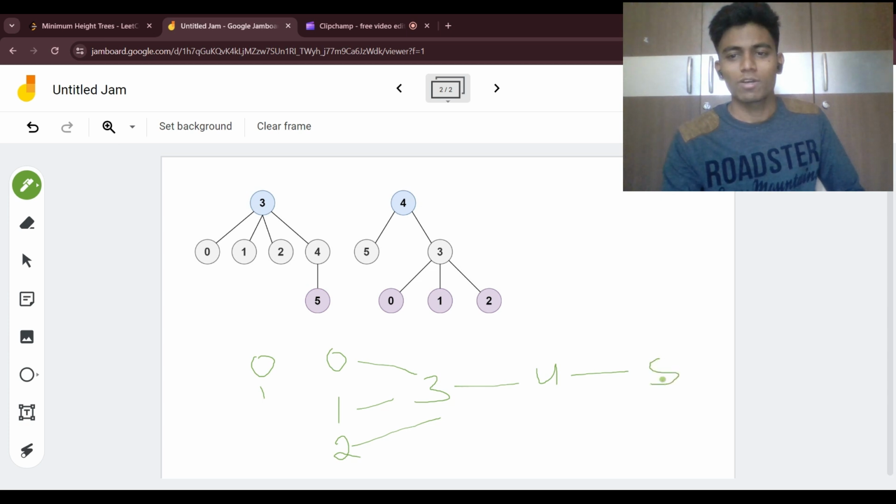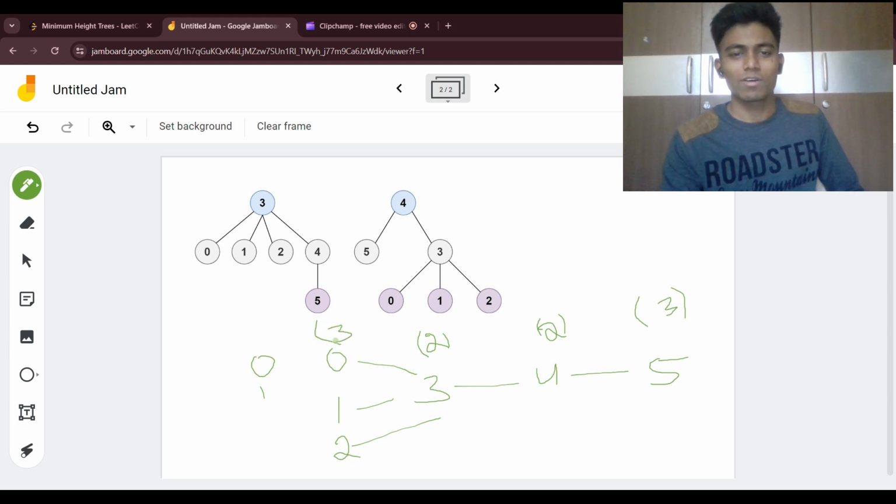Suppose if I consider 5 as my answer, then the maximum height is going to be 1, 2, 3. So for this it is going to be 3. Suppose if I consider this, the distance is going to be 2. The maximum height for this node, if we consider it as root, is going to be 2. Why? Because this side is 2 and this side is 1. And if I consider this as well, it is going to be a distance of 2. And if I consider this, then it becomes a distance of 3.